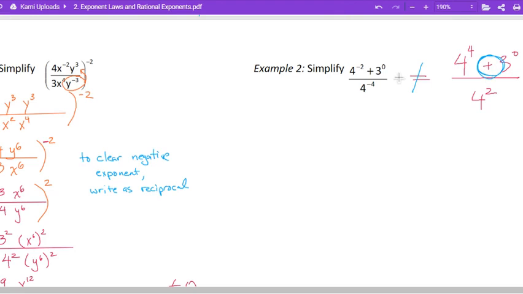Okay? So this is a common mistake. All right. So what can I simplify? Well, I know 3 to the power of 0 is 1. So let's see. I've got 4 to the power of negative 2 plus 1, actually, I might as well just write it as a fraction right away. 1 over 4 squared plus 1.